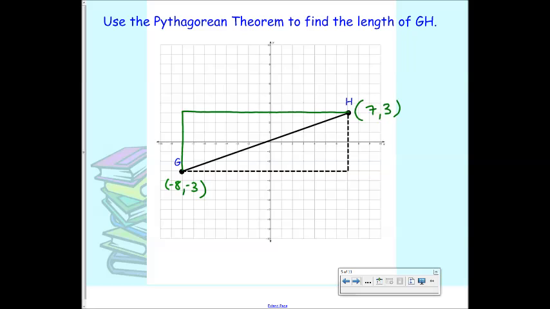7, +3. So if I went from -8 all the way to +7, how many would that be? 15. Good. So 15. And then how many up did I go to get from -3 to +3? 6. You can count it. 1, 2, 3, 4, 5, 6.